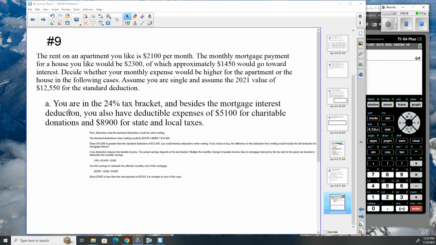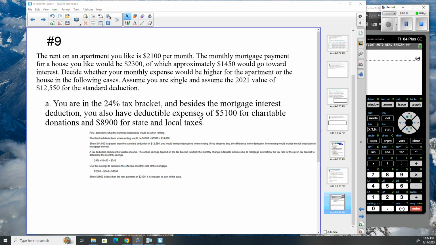In situation A, you're in the 24% tax bracket, and besides mortgage interest deduction, you also have deductible expenses of $5,100 for charitable donations and $8,900 for state and local taxes. The first thing we'd want to determine is whether you're going to take the standard deduction of $12,550 or itemize your deductions.